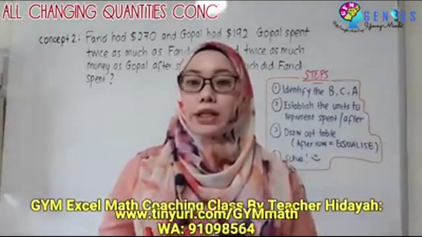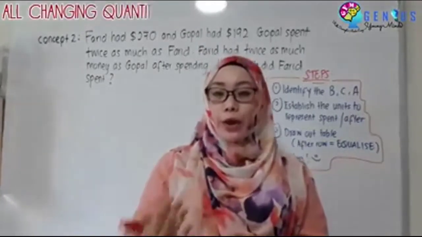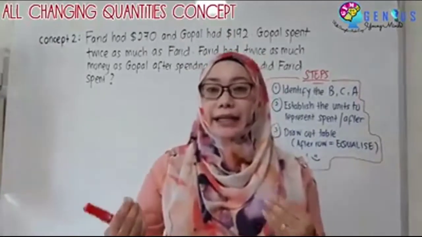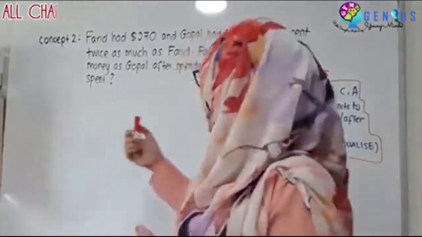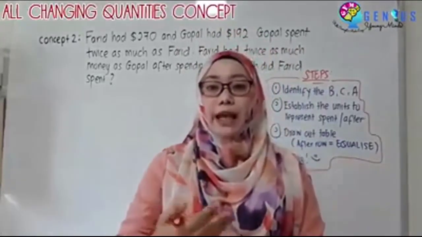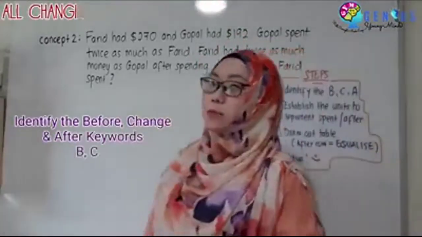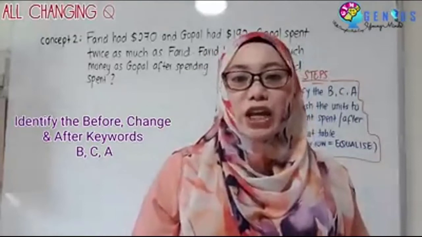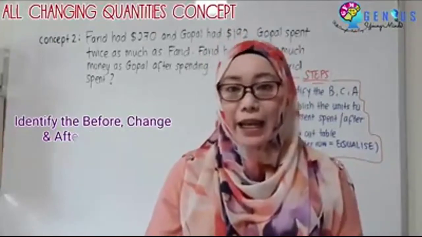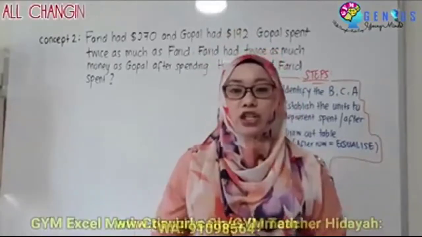For all changing quantities concept, it is one of the before and after concepts, right? Where the questions will have a before, a change, and an after. How do we identify such questions? It's by looking at the keywords, alright? They either would like to find out what the person has in the end, at first, or what they spent. In this case, the question is asking how much this boy spent. So spent is a change keyword. It is very important that your child is able to identify the before, the change, and the after keywords. Alright? So this is all changing quantities concept.